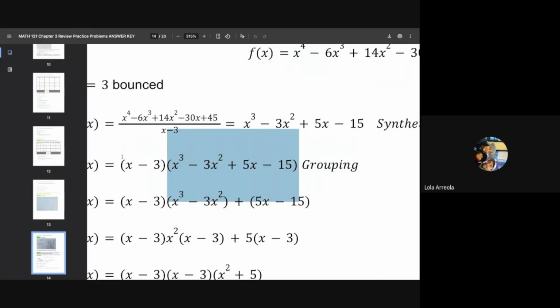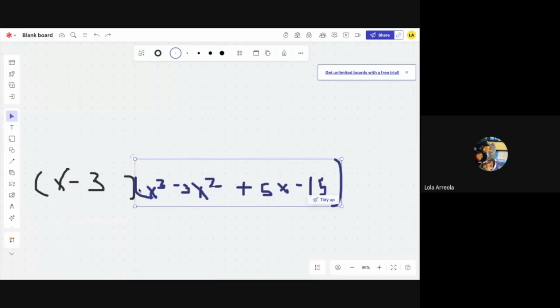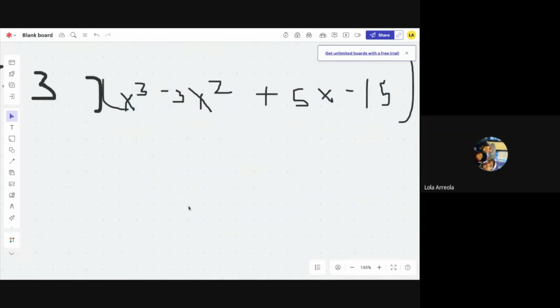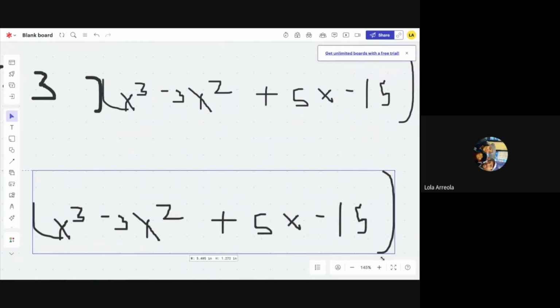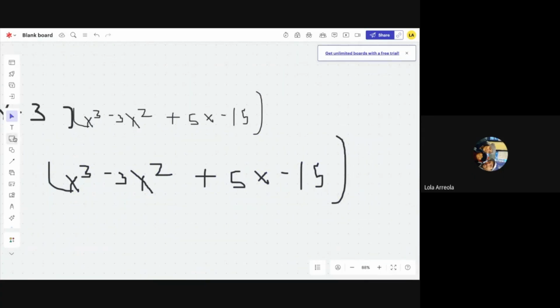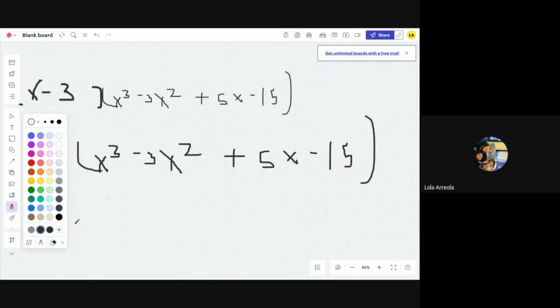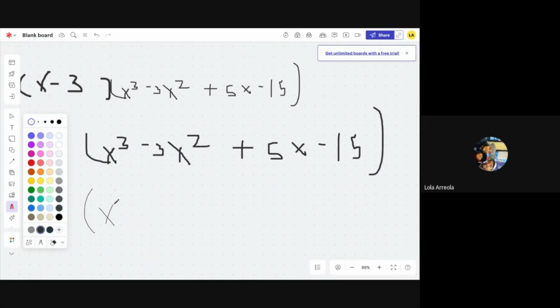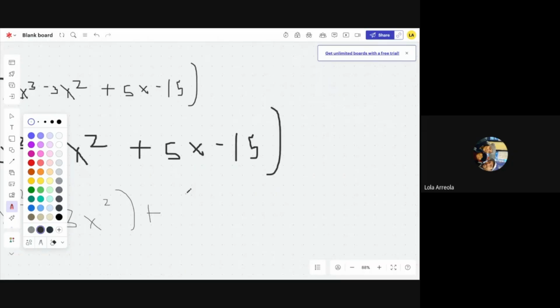All right, so that I have a bunch of factors that are raised to the first power like I do here. All right, how do I know I'm using grouping? Because I have 1 term, 2 terms, 3 terms, 4 terms. Whenever you have 4 terms, you want to try to use grouping. So I'm going to isolate this, really hyperfixate on this. And whenever I have 1, 2, 3, 4 terms, I want to group the first two. So x cubed minus 3x squared here. And then group the last 2 terms.